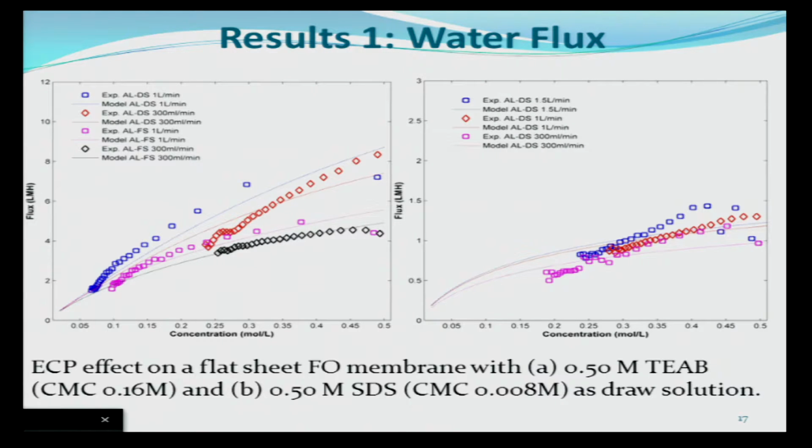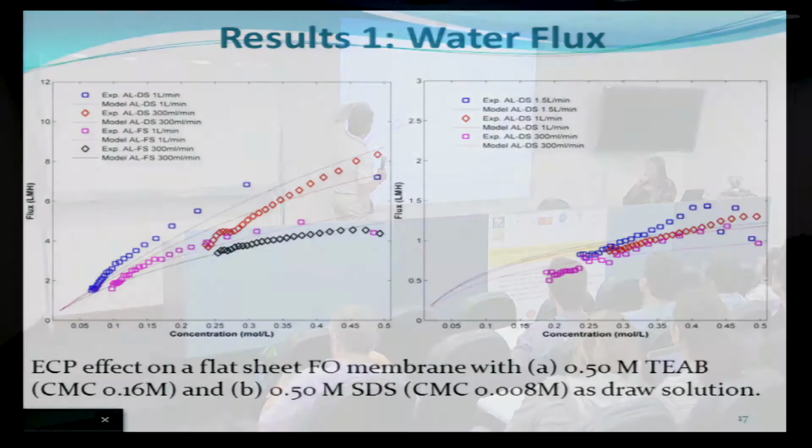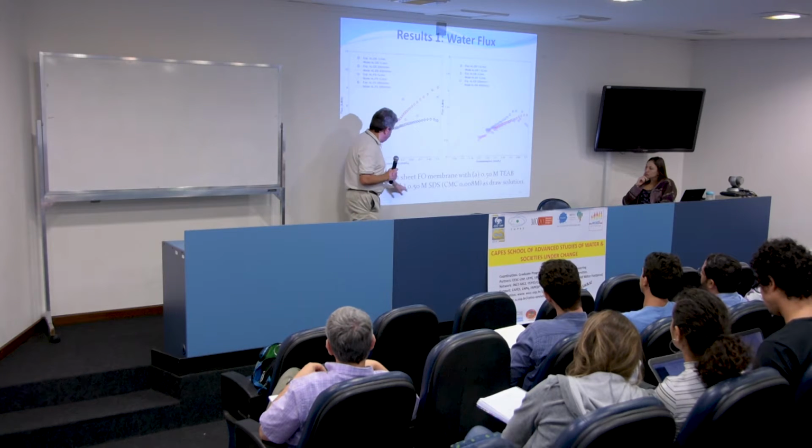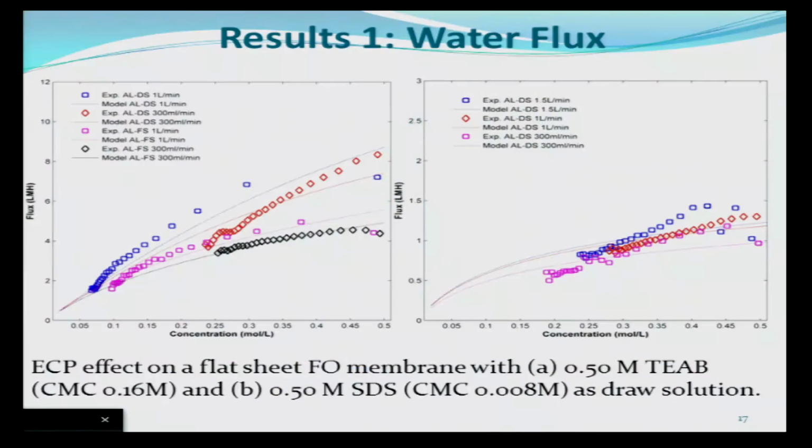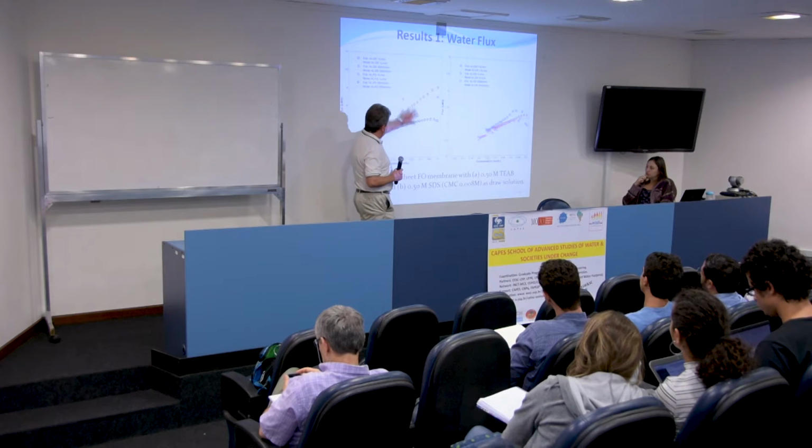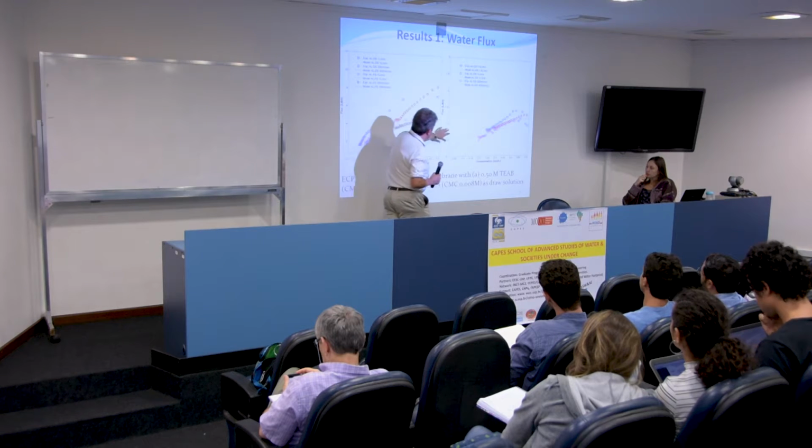In this case, we had a flat sheet membrane. I think that was using the TEAB and the SDS. You can see basically that the fluxes are quite a bit higher for the TEAB than they are for the SDS. Remember I said that TEAB had a higher CMC, a higher micellar concentration, which gives it a higher osmotic pressure. So you can see that certainly for higher osmotic pressures, you're getting higher fluxes.